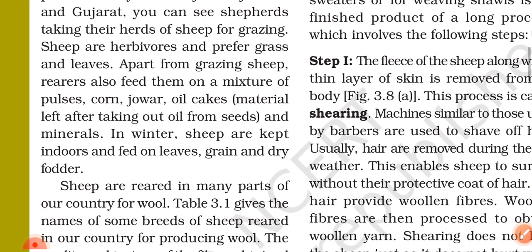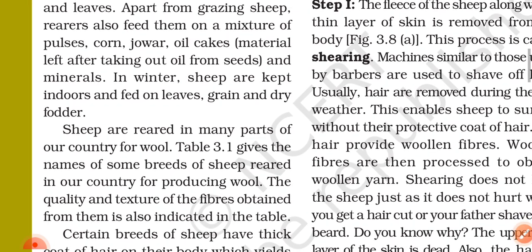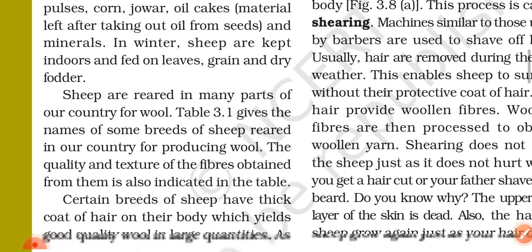Apart from grazing, sheep rearers also feed them on a mixture of pulses, corn, jowar, oil cake, material left after taking out oil from seeds, and minerals. In winter, sheep are kept indoors and fed on leaves, grain, and dry fodder.